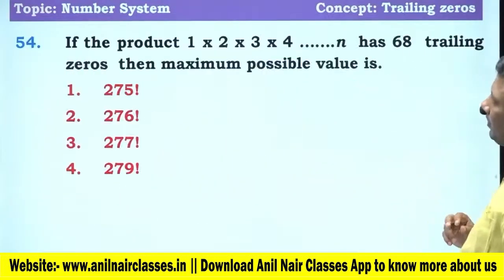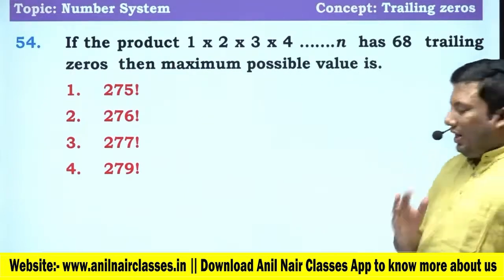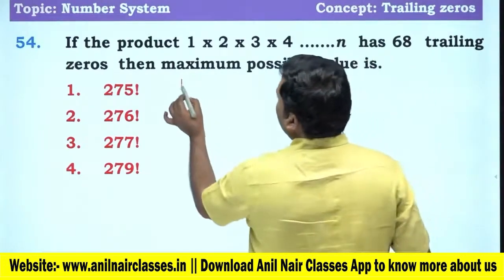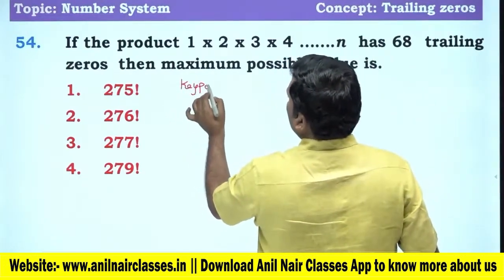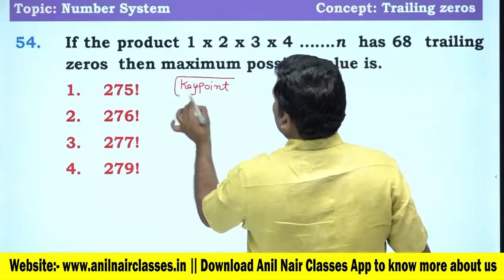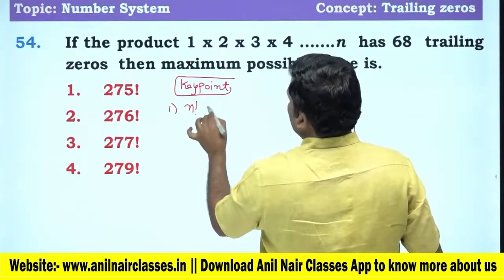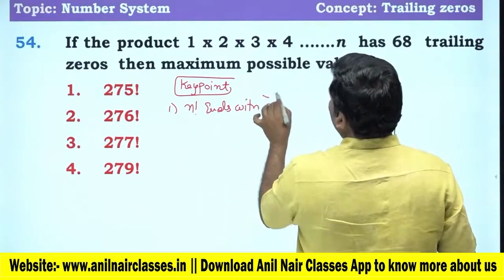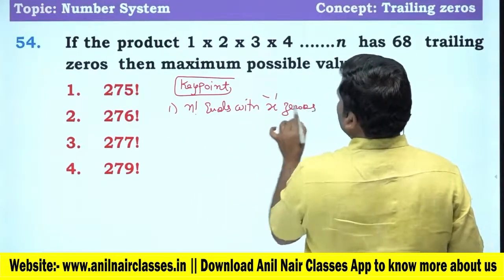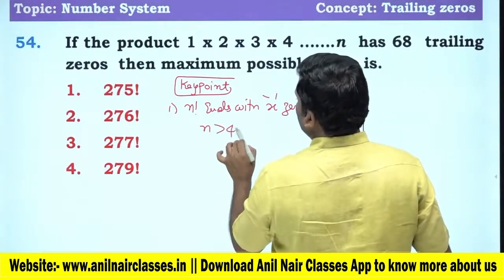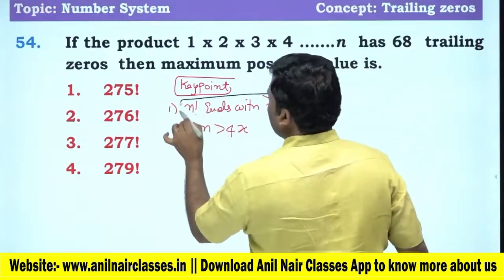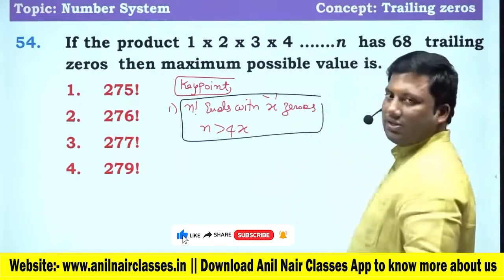Next one. If the product has 68 trailing zeros, very, very important concept, sir. Please write down this concept. Key point: if n factorial ends with x zeros, then n should be greater than 4x.